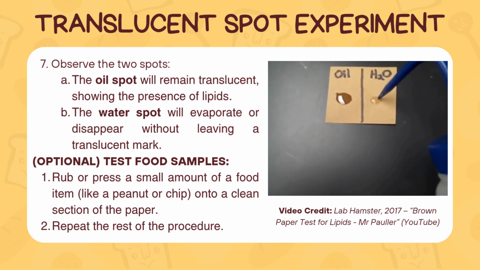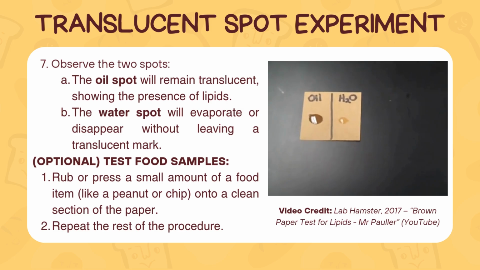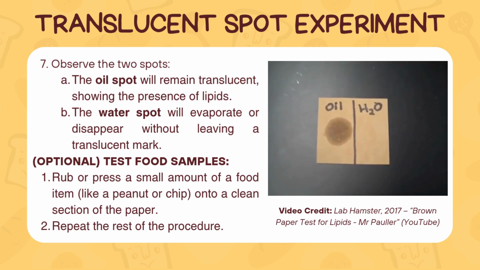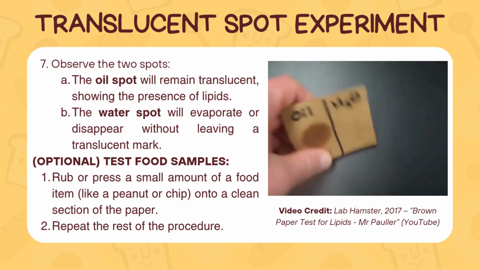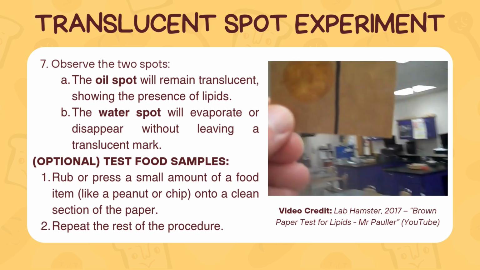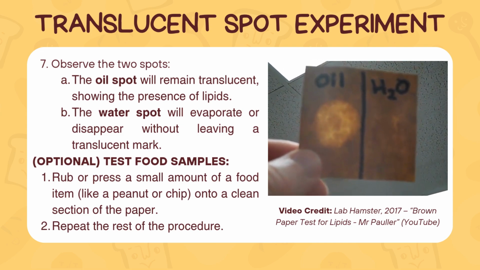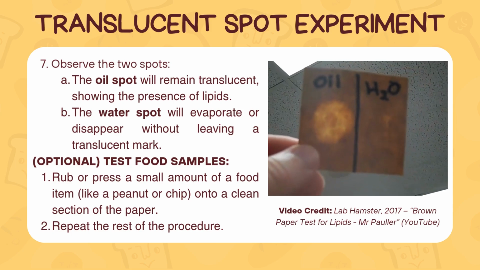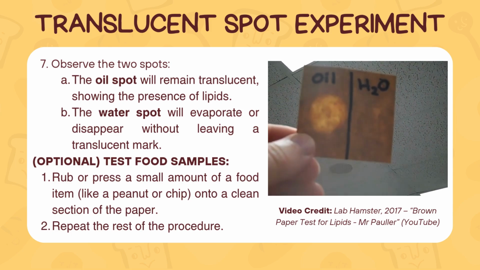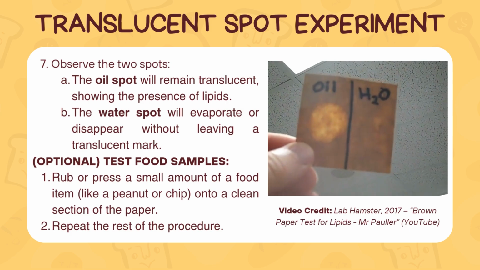You can even try this with other food items like peanuts, chips, or cheese. Just crush or rub a bit of it on the paper and test. If it leaves a similar translucent mark, it likely contains lipids. This simple test helps us see how lipids behave differently from other substances.